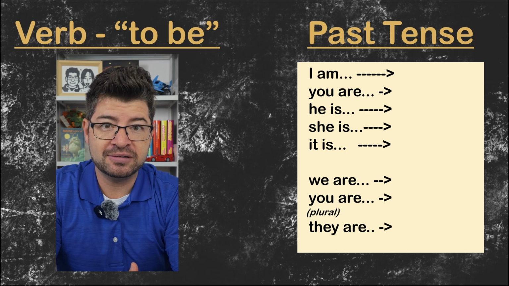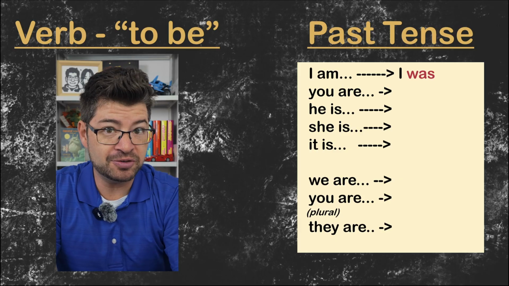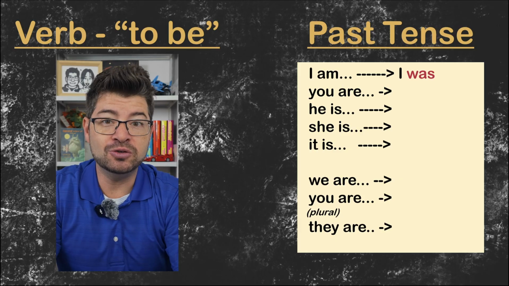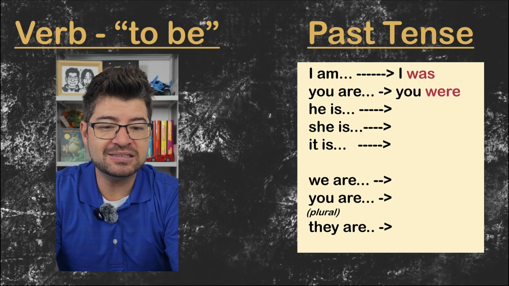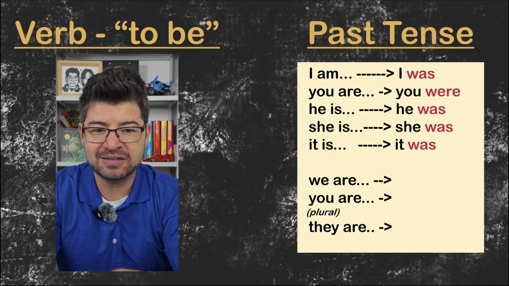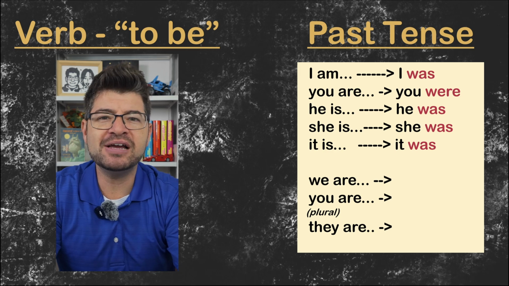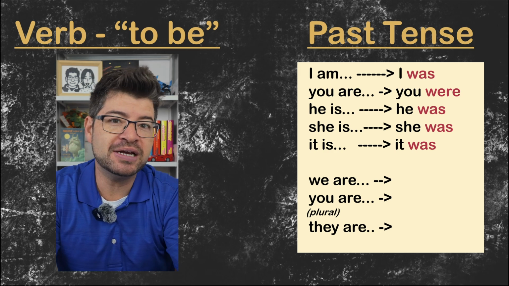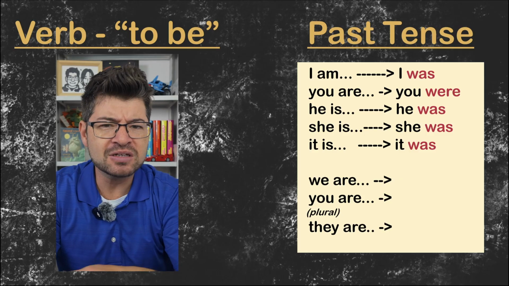Past tense for I am. I am hungry now. But if I talk about before, I say, I was hungry. I was. You are changes to you were. You were late yesterday. He is changes to he was. And in fact, the next three, he, she, and it, they all are the same with was. He was, she was, it was. He was my friend many years ago. She was my girlfriend last year. It was a good movie. Okay? So lots of wases there.